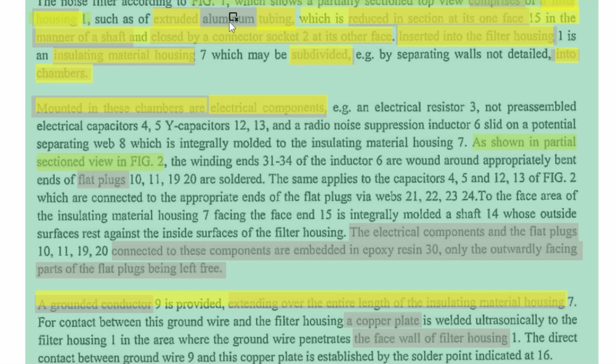How do we write it? The electrical noise filter as claimed in claim 1, wherein the filter housing is made of extruded aluminum tubing. We are done with our first dependent claim.